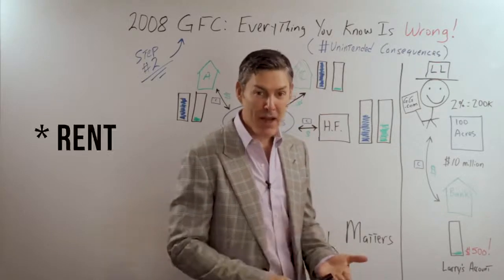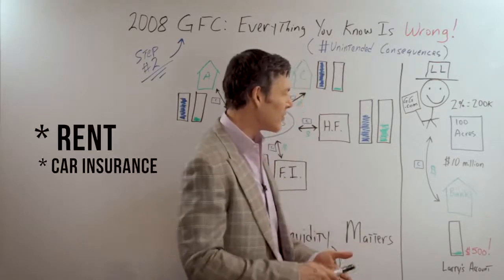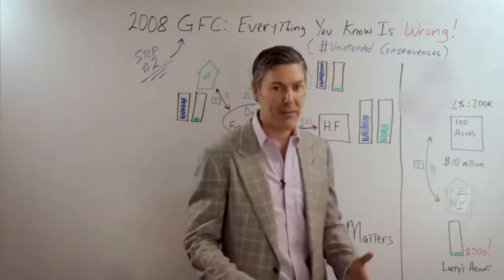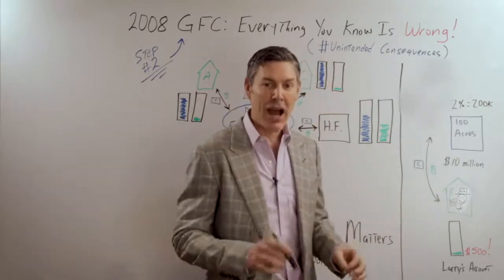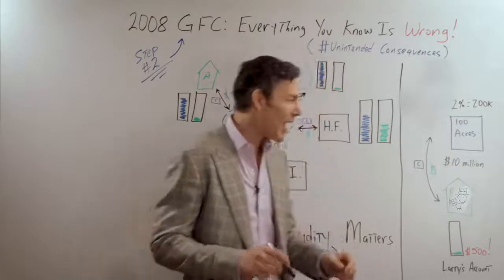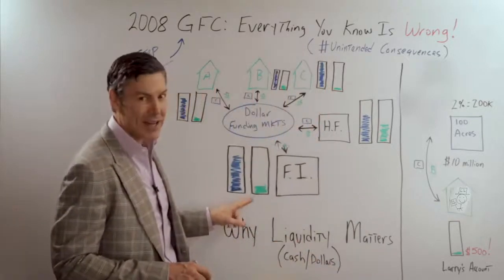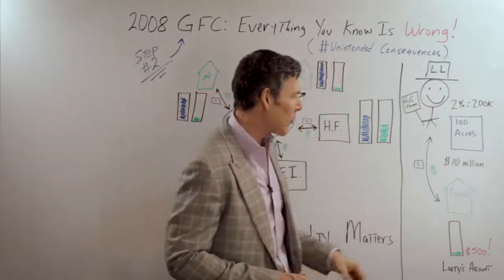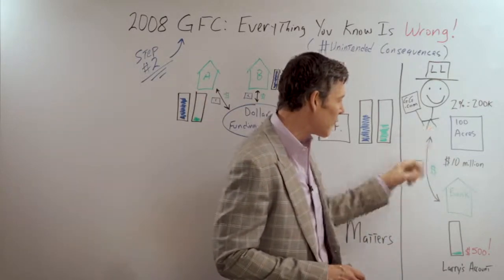He's got to pay rent. He's got to pay his car insurance. He's got to pay his car payment. So he goes to the bank and says, listen, bank, I am broke. I don't have the money that I need for my day-to-day operation. So the bank says, okay, Larry, we'll take some of that collateral. We'll give you the money you need.